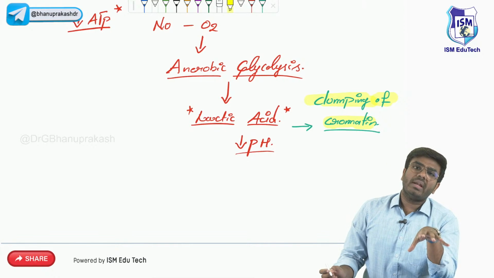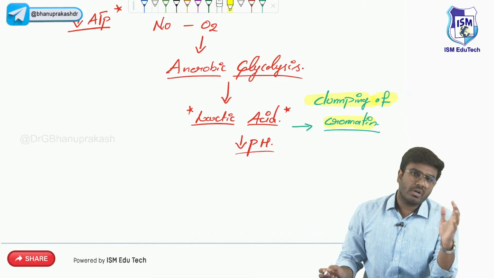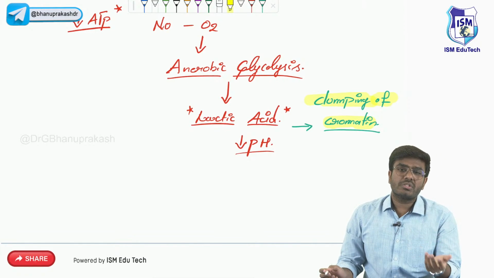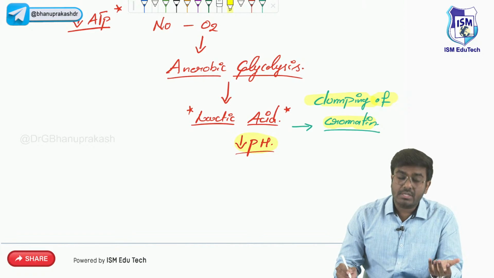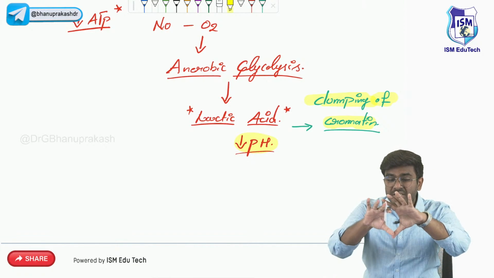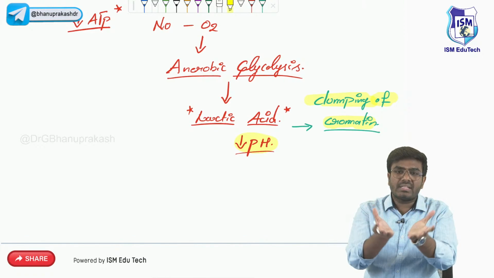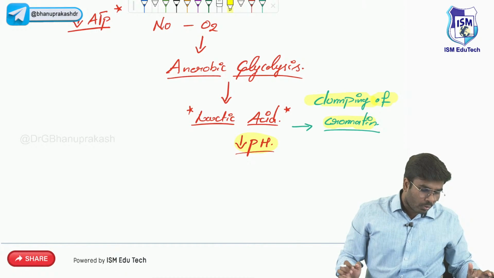Why is there clumping of chromatin? It's because of the anaerobic glycolysis, which causes production of lactic acid, which decreases the pH. Such a decrease in pH, such a change in the environment of a cell, will cause the clumping of chromatin.